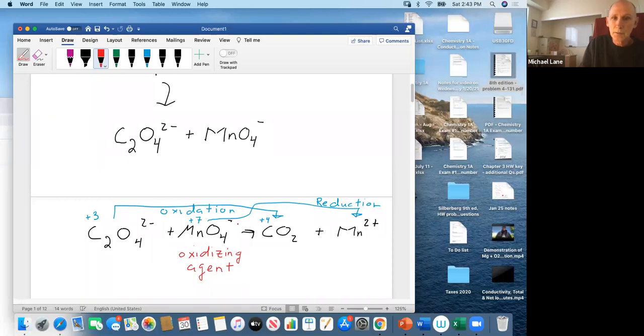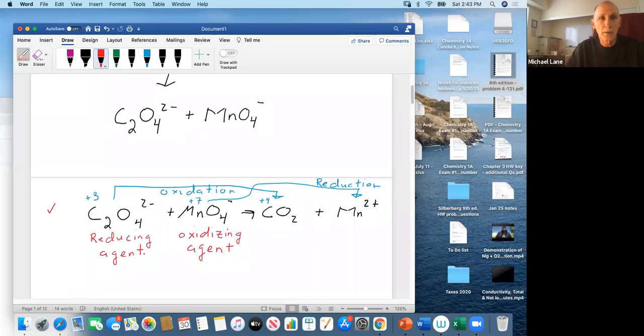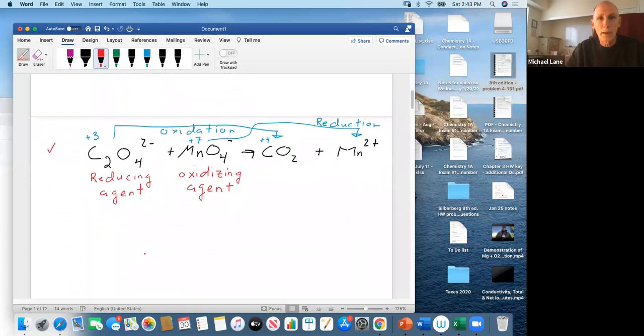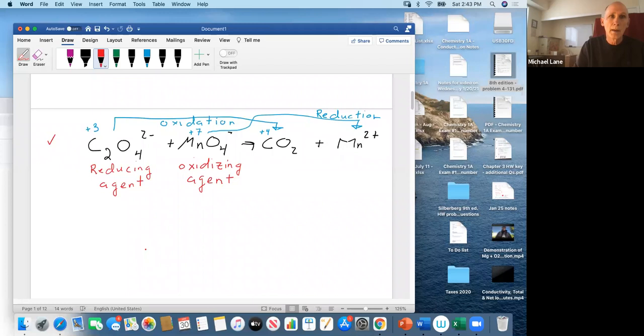This is being reduced. The thing which brought about the reduction is the reducing agent. Being able to diagram a reaction wherein you recognize oxidation, reduction, oxidizing agent, and reducing agent is, again, one of the key ideas and key concepts.